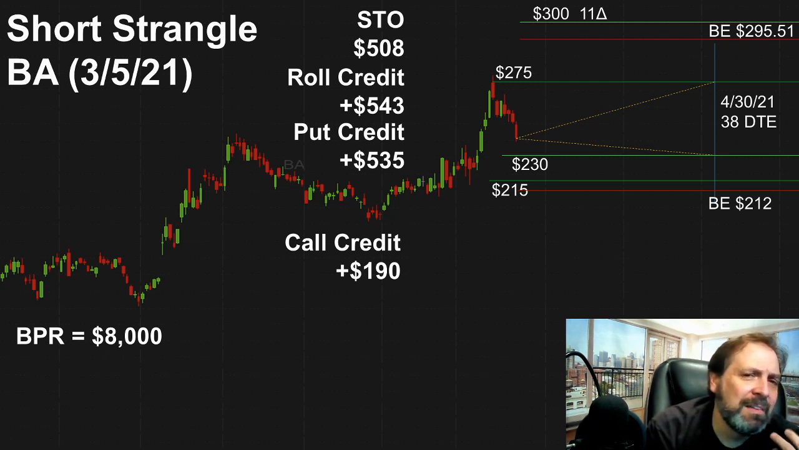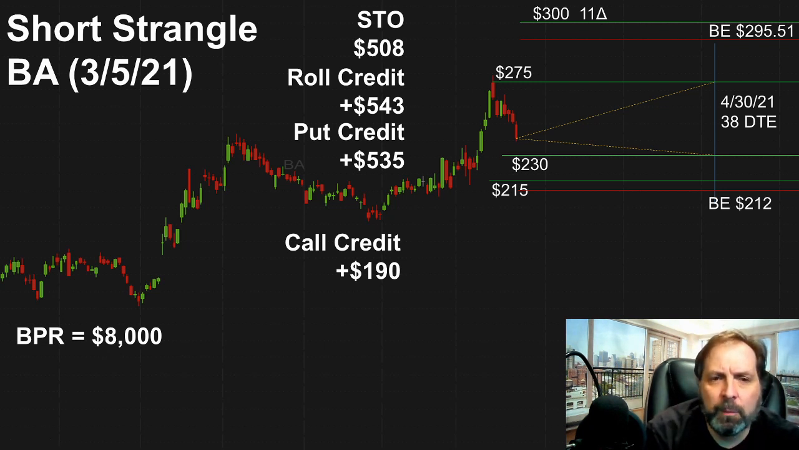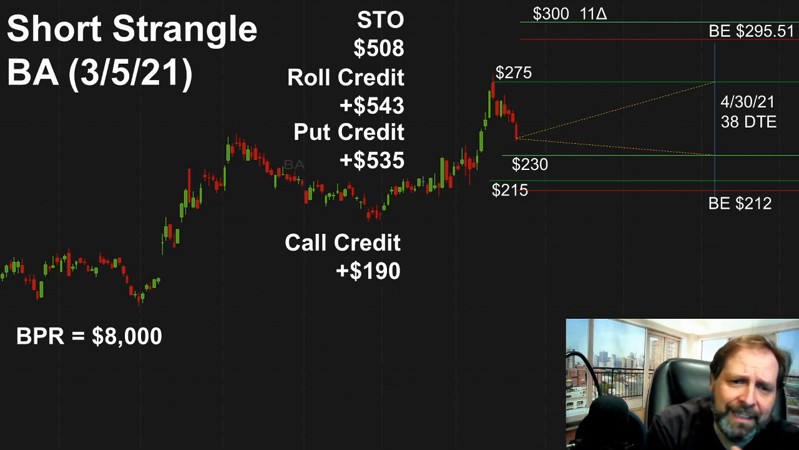This is an undefined risk play to begin with. So this $8,000 is how much I had to put in reserve with my broker to satisfy them that I had the money set aside in case we lose money. It was roughly $8,000. I don't know the exact amount, but we'll just call it $8,000 for this example.